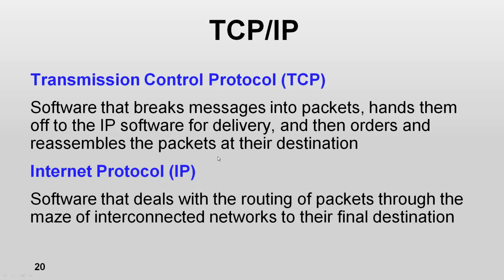The Transmission Control Protocol handles whether a message has been received correctly or not. The Internet Protocol is software that deals with the routing of packets through the maze of interconnected networks to their final destination, and it has a best attempt delivery, so it doesn't track whether it does actually work or not, and this is why we'll go into more detail of it in another video.